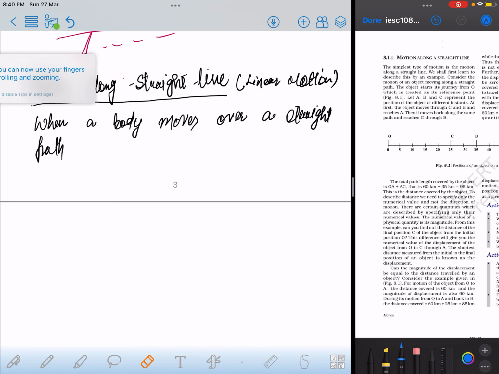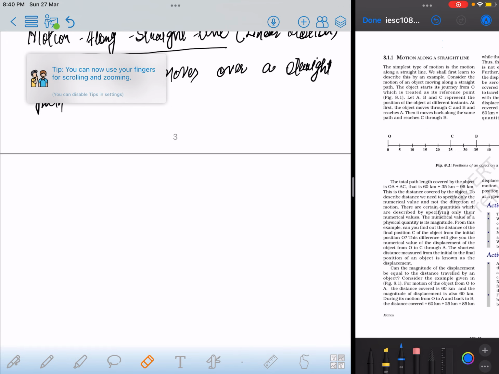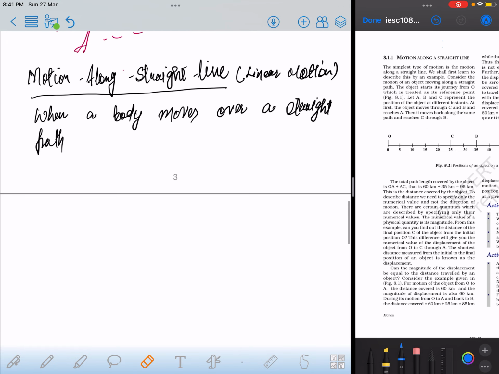Without wasting much more time, we will try to understand what this term means. As its name suggests, it is motion that is along a straight line. So suppose we take a body, I have two paths here, one is OA, another is O. Oh, sorry, I will try to draw it on the next page.